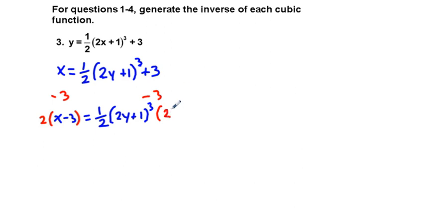So the 2 and the 1/2 will cancel out each other. And on the left side we're going to distribute. So we have on the left side now 2x minus 6. Where do we get minus 6? 2 times -3. And the 2 here times the 1/2 cancel that out. So we have the quantity 2y plus 1 cubed.